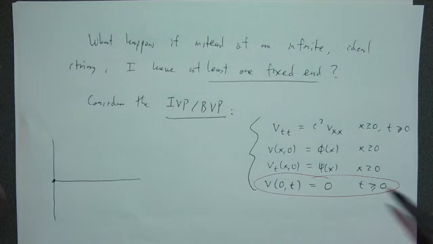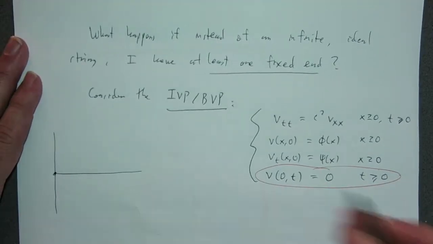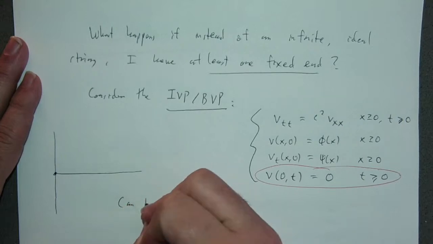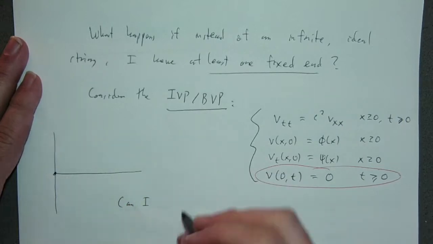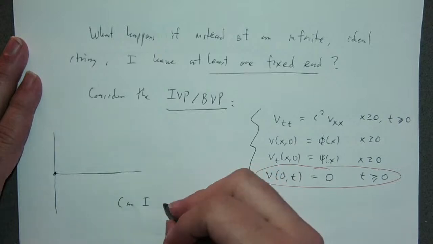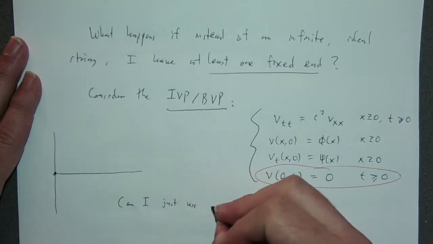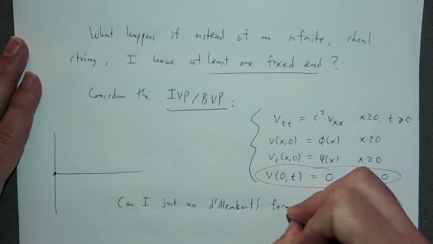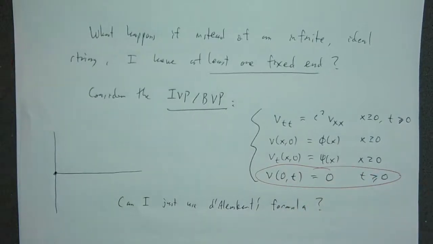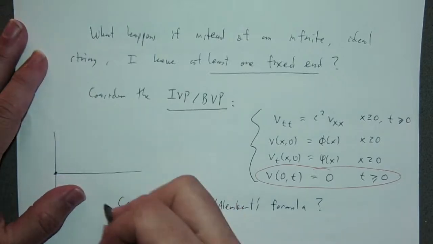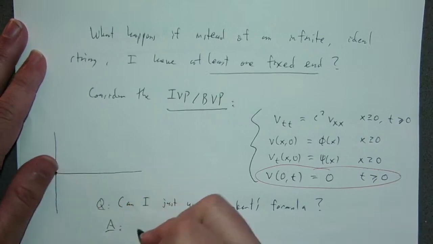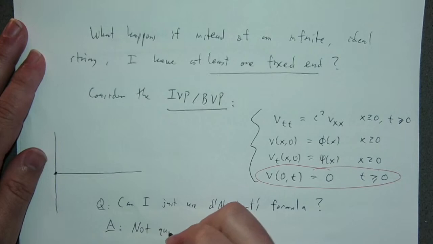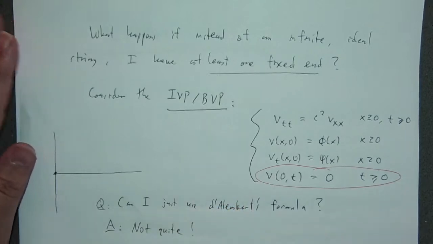So the question is, can I just apply, and I asked this question last lecture and already answered it, but now we're going to think about it a little bit more deeply. Can I just use D'Alembert's formula? Well, there's a couple of reasons why I can't. So the answer is no, not quite. Why not? There's two things to think of.